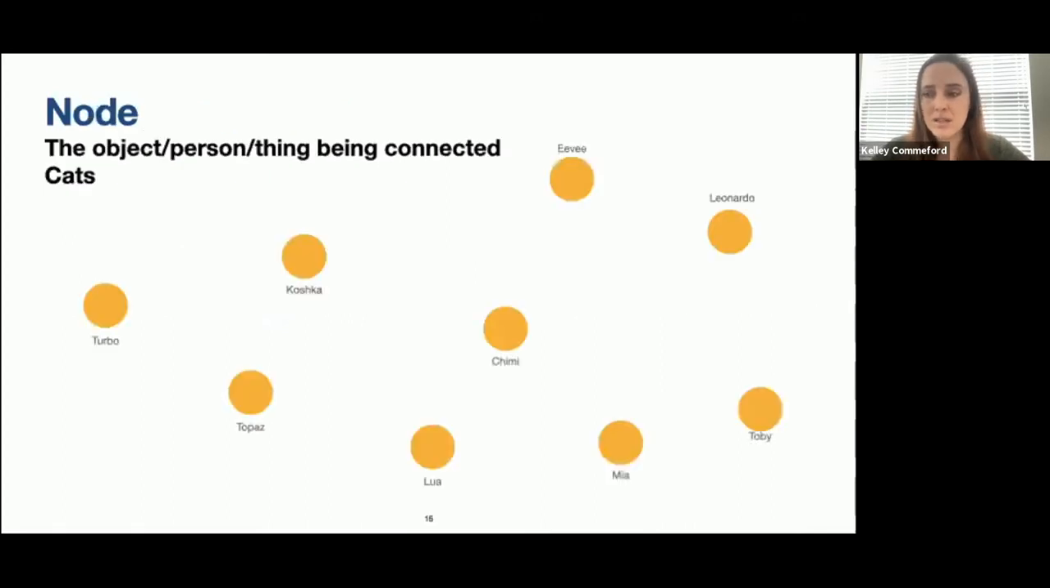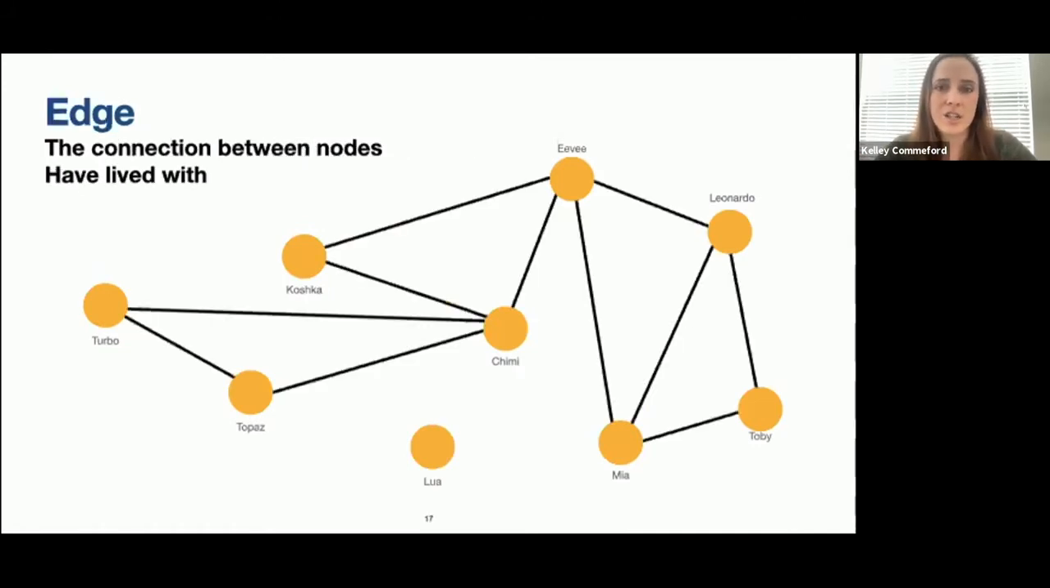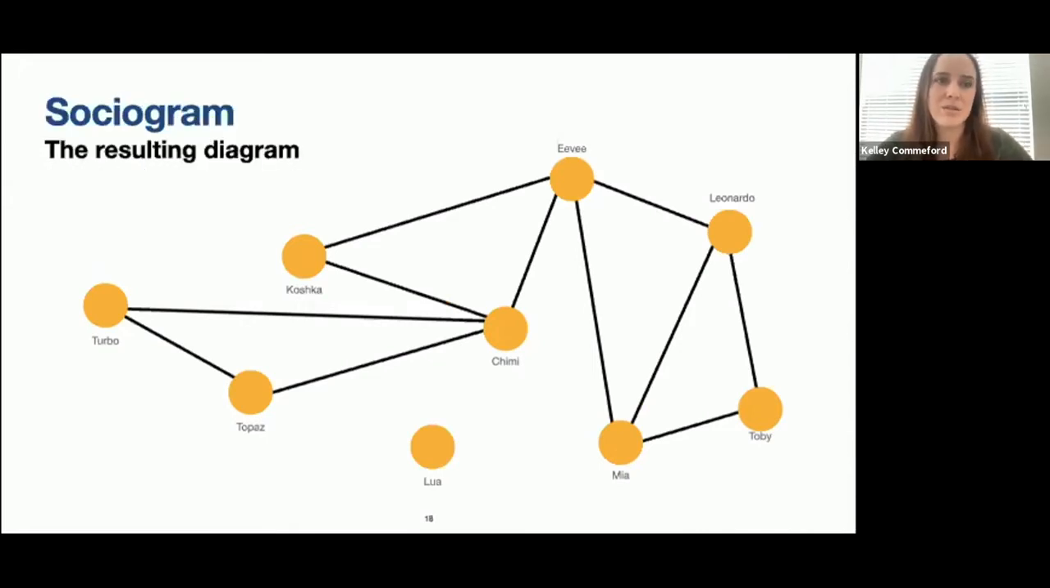So let's talk about what these different terms are. So we have a node. The node is the object, person, or thing being connected in this network. For this example, I'm using cats. Shout out to my cats and my mom's cats. Each node can be visualized as a dot in the network. An edge is the connection between those nodes. So if these cats have lived together, we draw a line between them, and that's called an edge. A sociogram is the resulting diagram. It's what the overall picture is called.